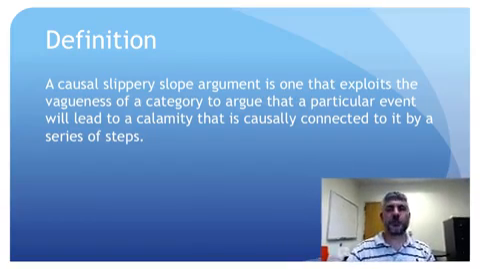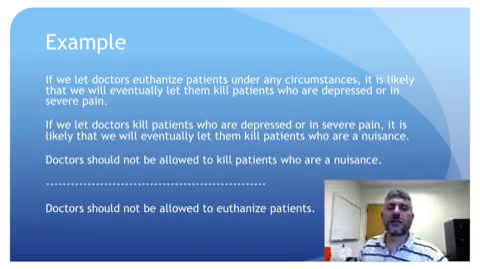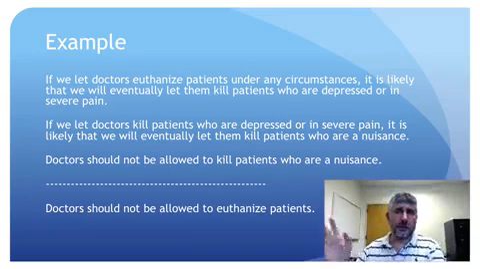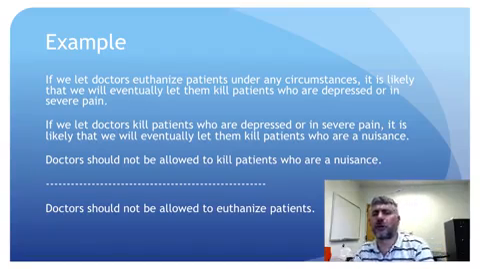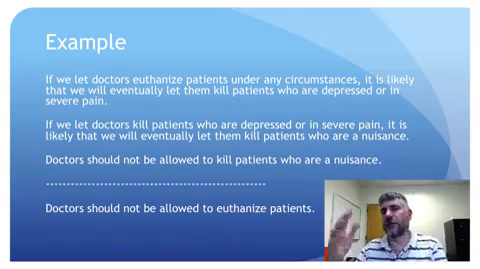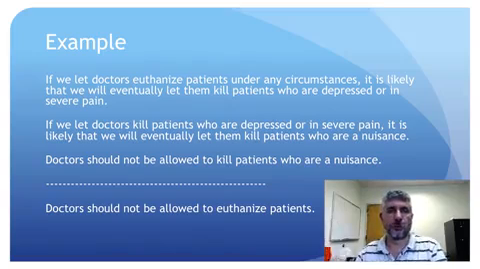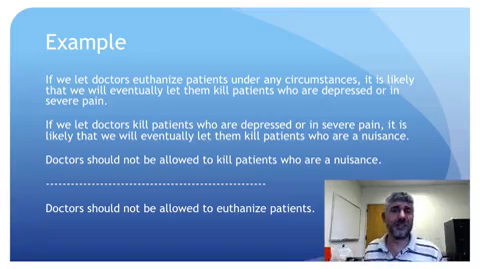Well, here's some examples. So consider this. Premise one, if we let doctors euthanize patients under any circumstances whatsoever, it's likely, not certain, but likely, that we'll eventually let doctors kill patients who are depressed or in severe pain, independently of whether or not their condition is terminal or hopeless. Premise two, if we let doctors kill patients who are depressed or in severe pain, then it's very likely that we'll eventually let doctors kill patients who are a nuisance.